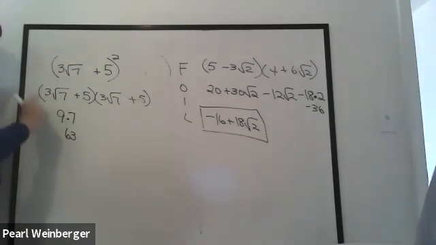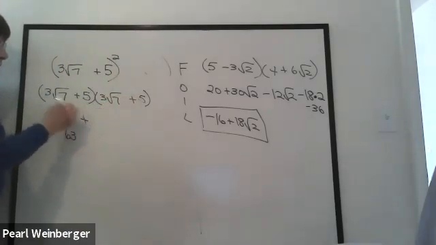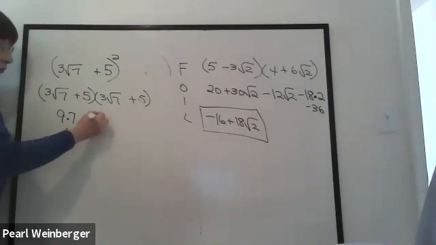Okay, that's first. Now we have outer. 3 radical 7 times positive 5. So I have to multiply the 3 times the 5, which is 15, and that gives me 15 radical 7.